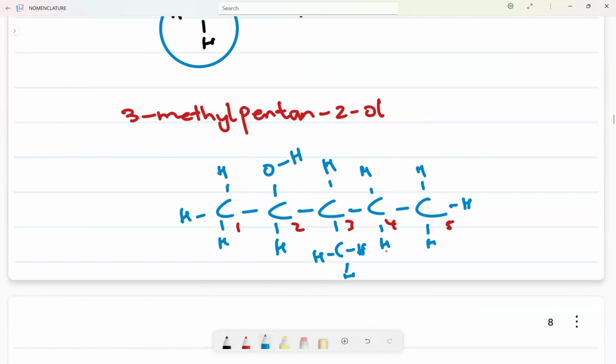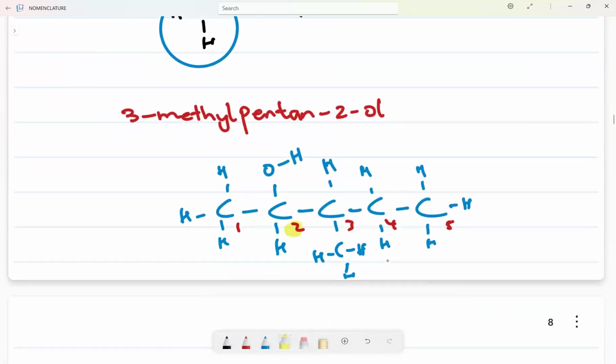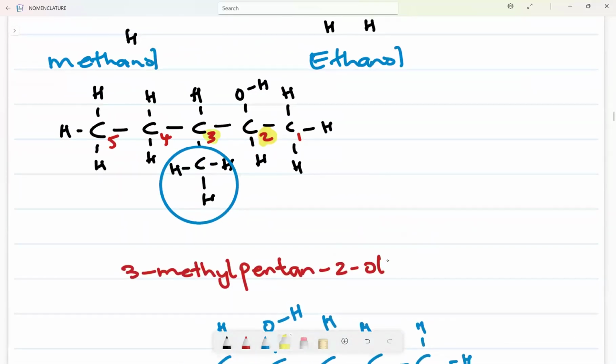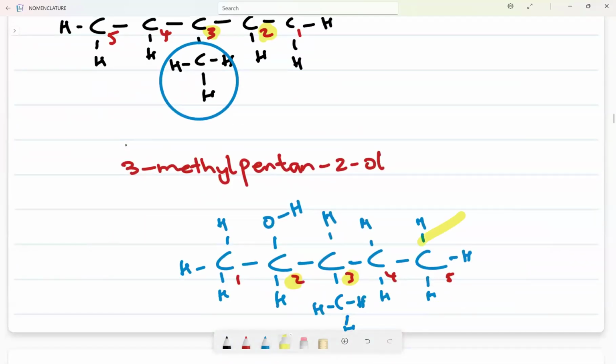Yeah, it does not matter, as long as it is on carbon number 2. What's important is that it is on carbon number 2. Similarly, here it is on carbon number 2. The methyl is on carbon number 3. It means now when I name what I've drawn, it will give me the same name. So okay, it is correct.